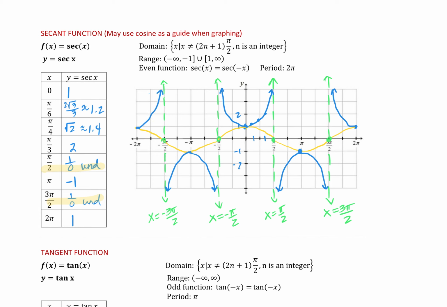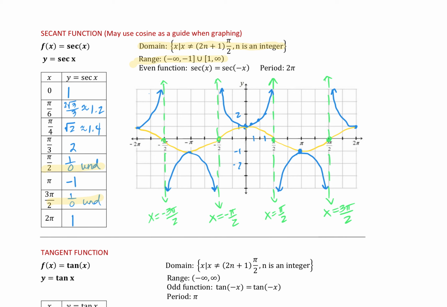Looking at the properties above, the domain, again, we had discussed this earlier. We looked at pi over 2 and all the odd multiples of pi over 2, which is exactly where those asymptotes went. The range is exactly the same as cosecant. We don't get the -1 to 1, but instead we get -infinity to -1 inclusive, and then from 1 to +infinity.